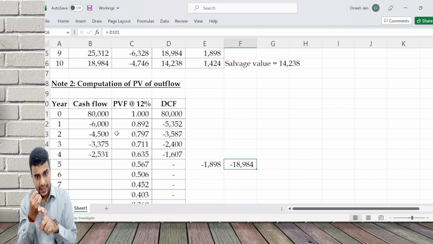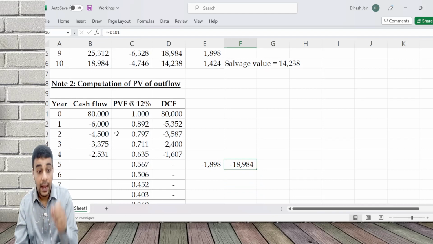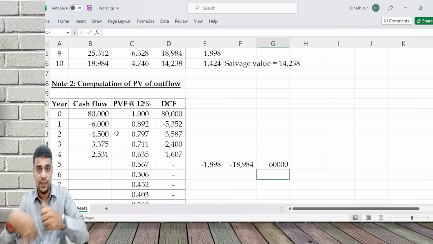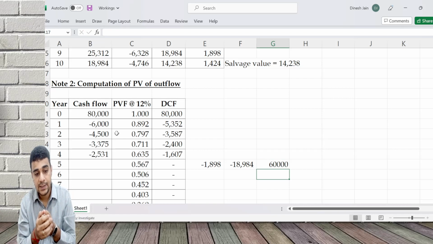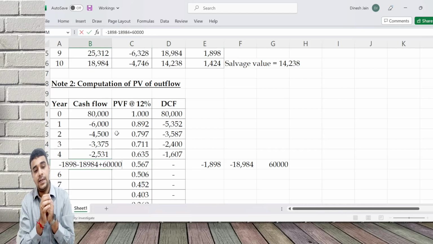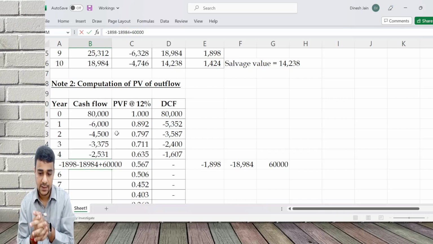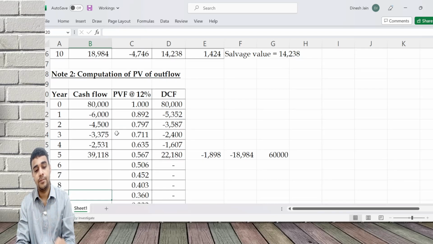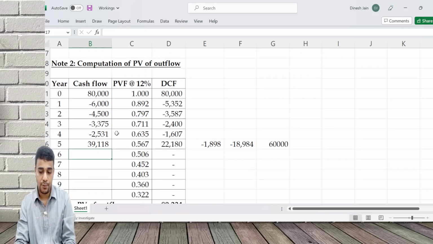You will get 1,898, you will get 18,984, and buy the new machinery for 60,000. You'll have to buy another machine, the second hand machine, for 60,000. So this year, negative 1,898, negative 18,984 plus 60,000. Why plus 60,000? Outflows are written as positive.